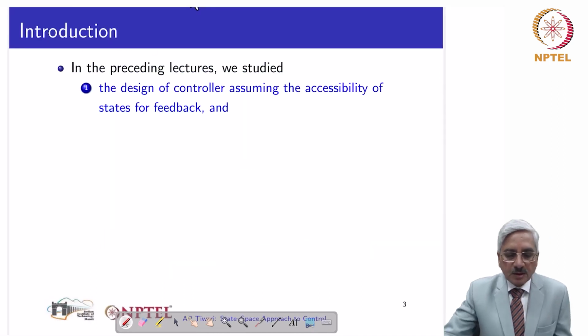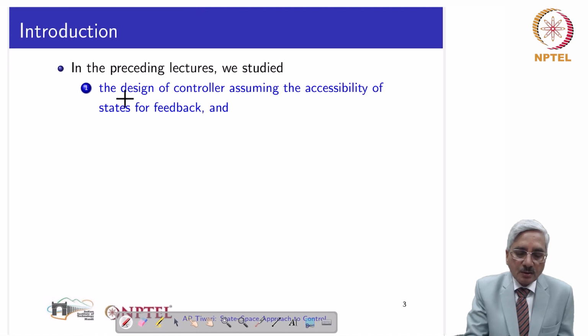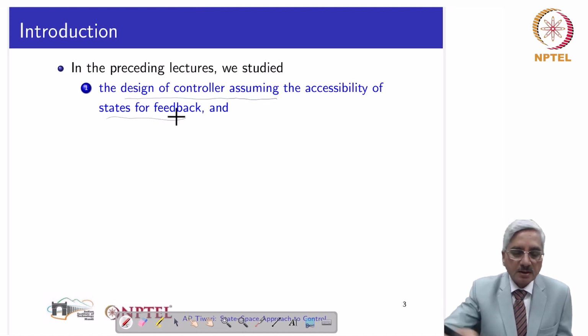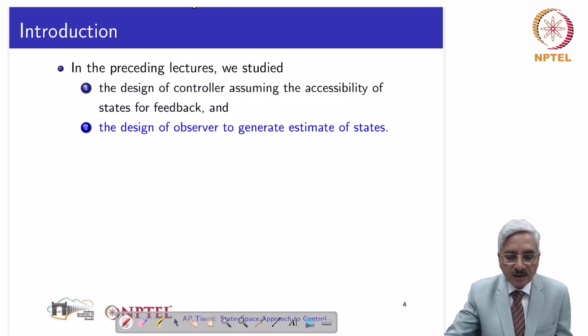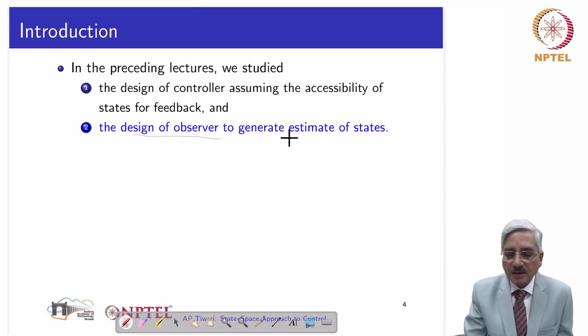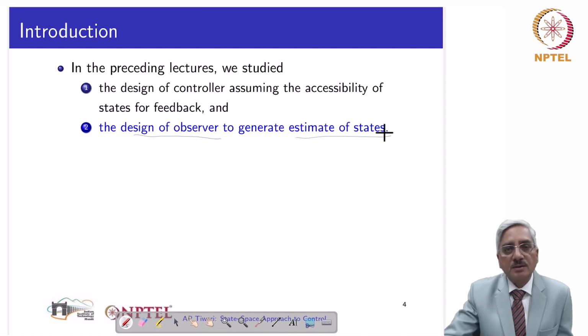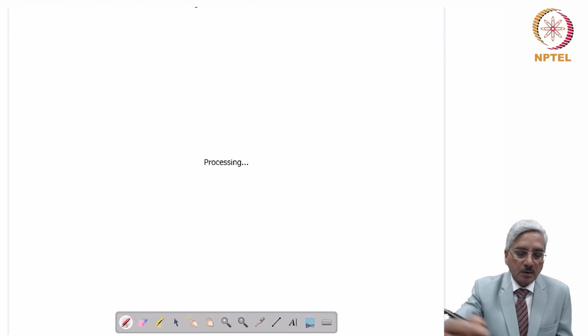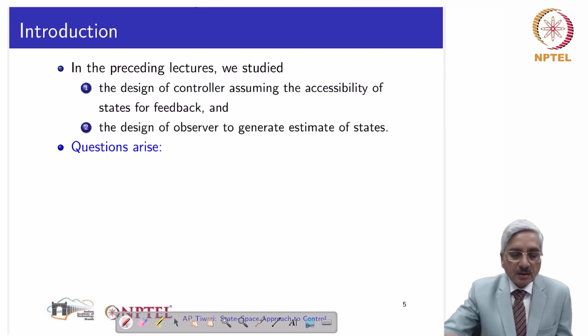So we had a controller design assuming accessibility of states for feedback. It was done independently without thinking about the observer, and then we designed the observer to generate the estimate of the state variables of the system, either the full order or the reduced order. Now these are the questions.